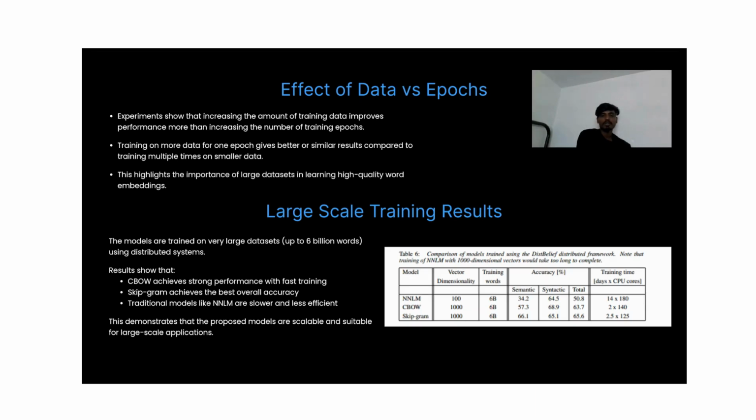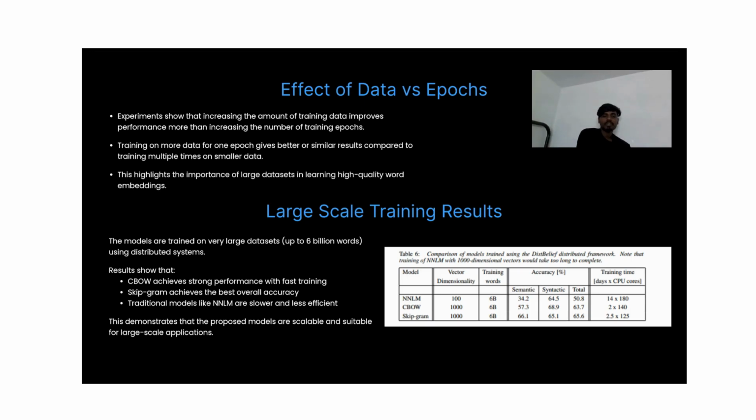So let's look at the final results of the paper. From the experiments, we observed that CBOW performs well on syntactic relationships and it is faster to train. Skipgram performs best on semantic relationships and achieves the highest overall accuracy. For example, skipgram reaches around 50% accuracy on semantic tasks, whereas on syntactic tasks it reaches 55%, making it the best performing model. This confirms that both models are efficient and highly effective.